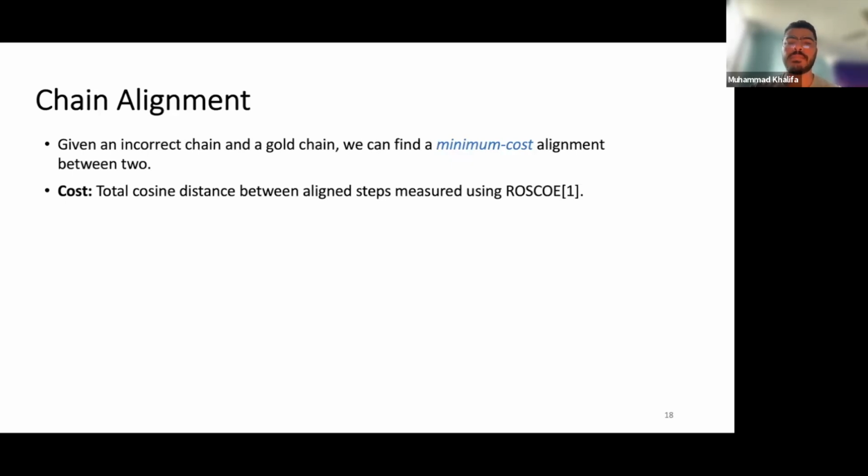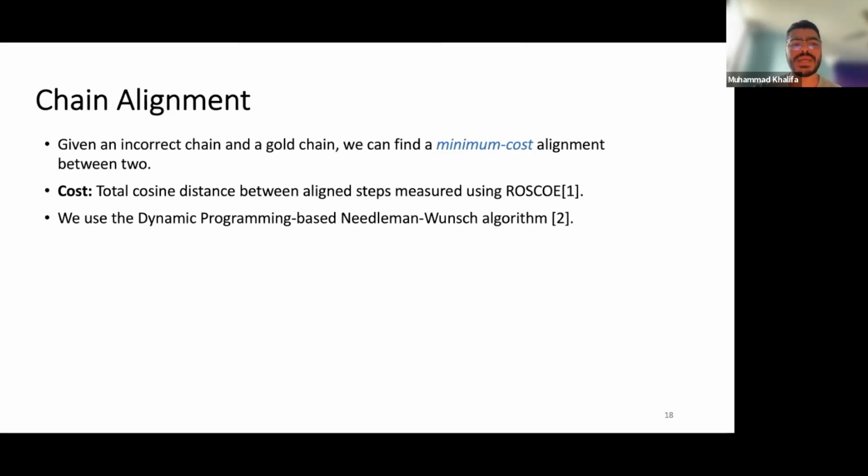We measure this using ROSCOE, which is a model trained as a sentence encoder for reasoning steps. We have found this to work better than using traditional sentence embedding models. We use dynamic programming via the Needleman-Wunsch algorithm to obtain the alignment. This algorithm has been used in bioinformatics to align different sequences, but we adapted it here to align steps instead of characters.